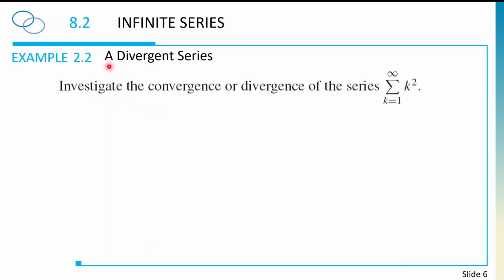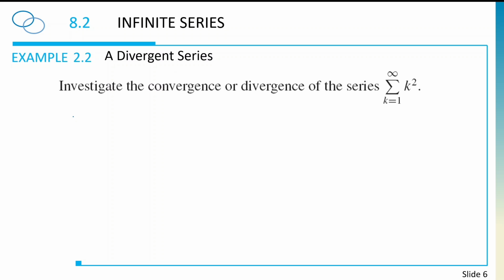Now this is our first example. We need just to think about series. How do we see series? This first example says: investigate the convergence or divergence of the series sum of k squared from k equals 1 to infinity. It's always a very useful approach to list some terms, okay?